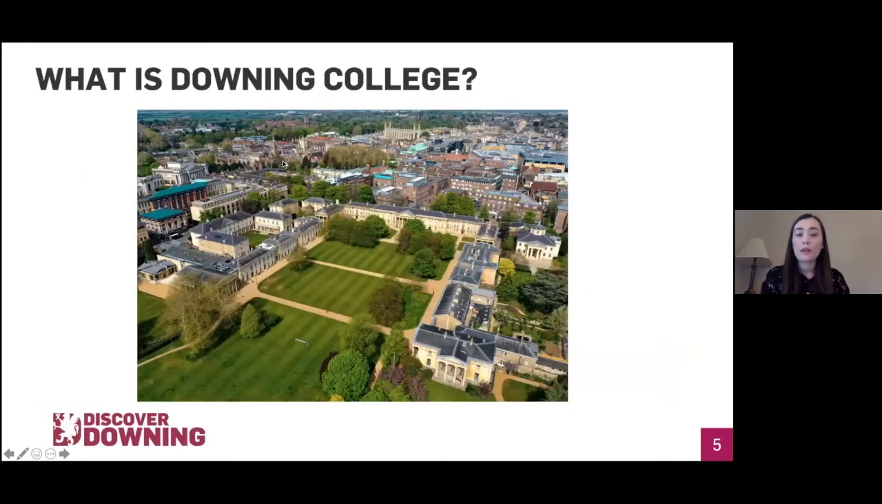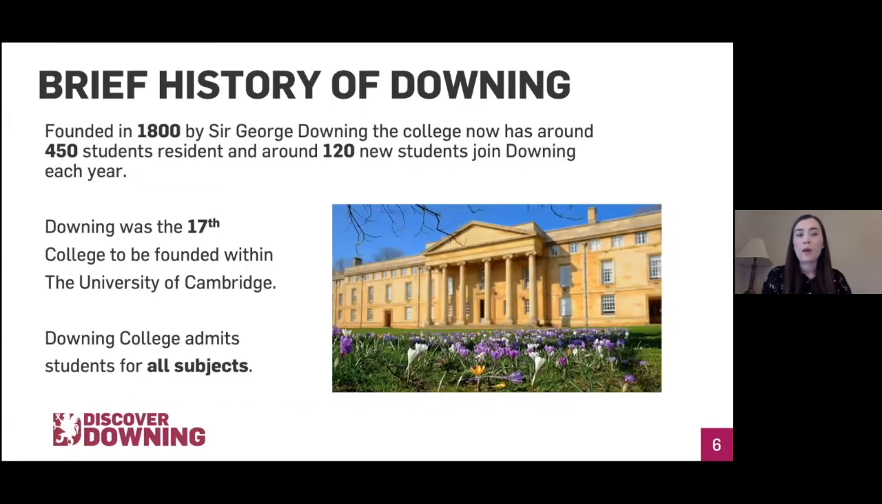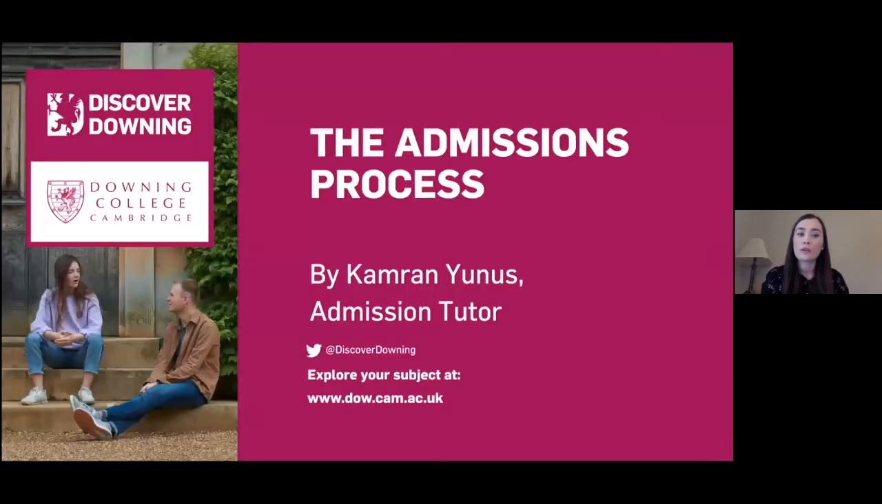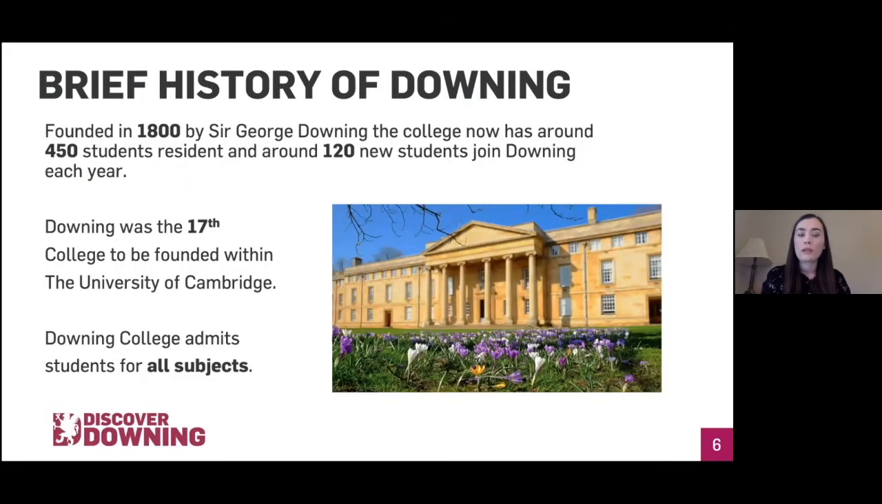So what is Downing College? Well, you can see a picture of our site here in the centre of Cambridge, and we're one of the 31 Cambridge colleges that make up the University of Cambridge. We were founded in 1800 and we're the 17th college to be founded out of those 31. We have around 450 undergraduate students and around 120 new students joining Downing each year. And that is for all subjects taught at the University of Cambridge. And importantly for today, that includes MML.